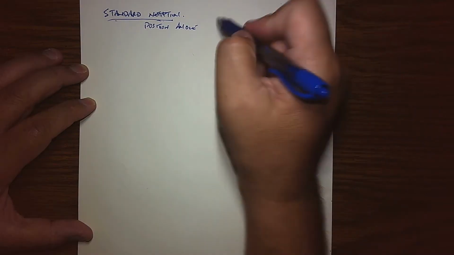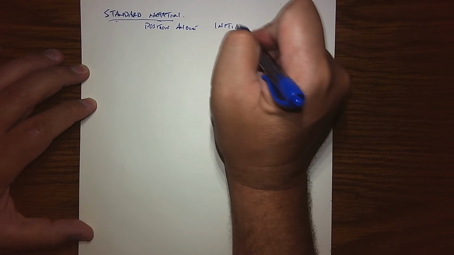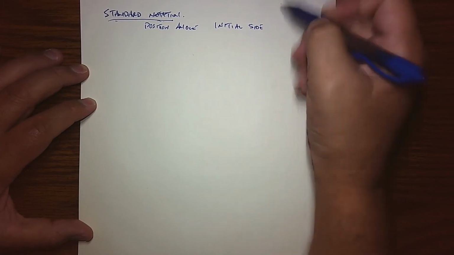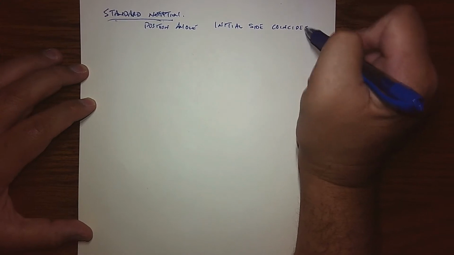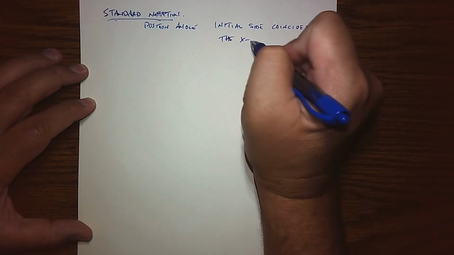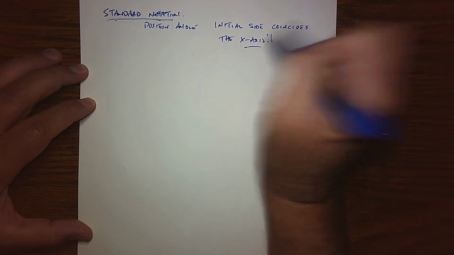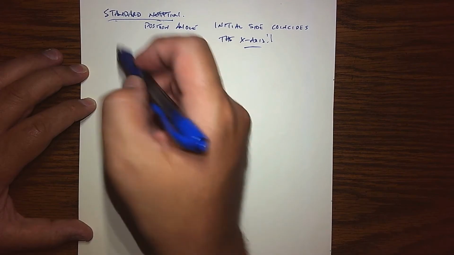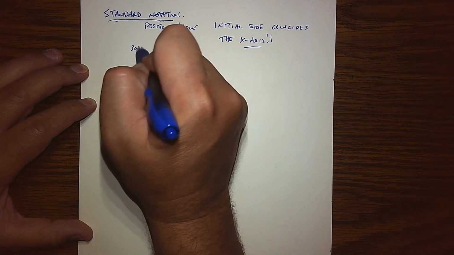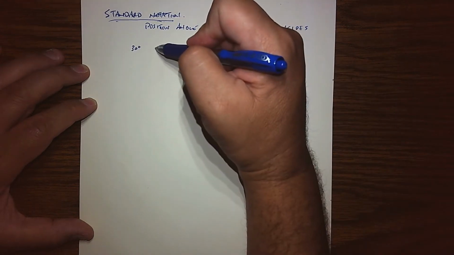What this basically means is that the initial side coincides with, or is along, the x-axis. This is going to help everybody stay oriented. So let's go back. Let's say we had that 30-degree angle that I discussed in the last one.